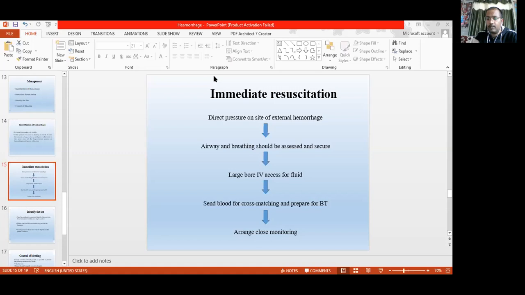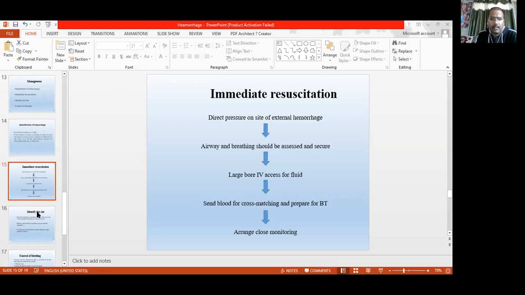You have to inform the attendant, and side by side you start close monitoring, like central line and arterial blood pressure, heart rate, ECG. All these things are to monitor your resuscitation.